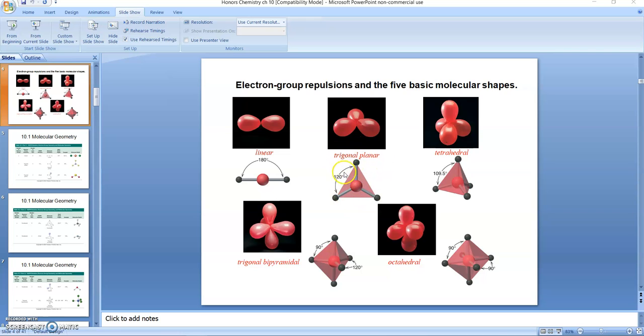it doesn't really matter where you put it. They're all equal positions. Same with tetrahedral. Doesn't matter who the lone pair is. They're all equal. But with trigonal bipyramidal, it matters.